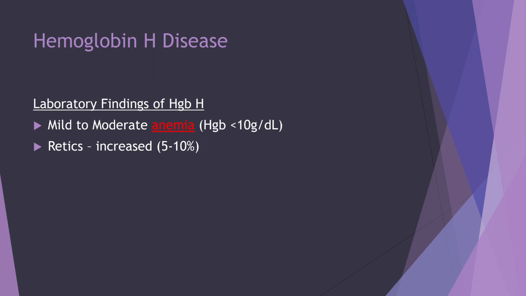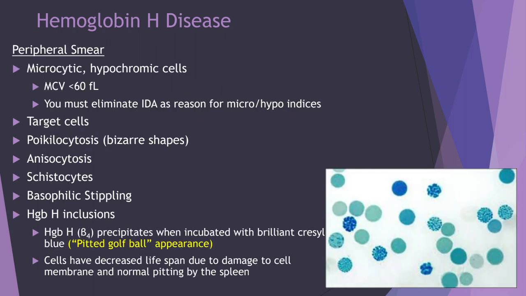So in the lab, you're going to find that mild to moderate anemia, so something less than 10 grams per deciliter. Your retics are going to be increased. And then in the next slide, I'll talk about the smear. Okay, so on our smear, this is where things get kind of crazy. We're still going to have those microcytic hypochromic cells. So if you have a smear that's microhypo, again, it's going to either be a thalassemia or an iron deficiency anemia. Okay, so we do need to eliminate that possibility.